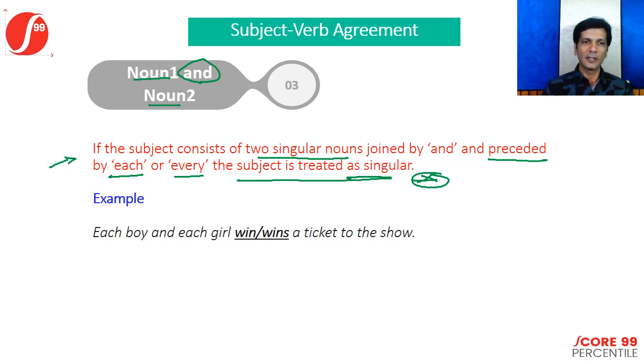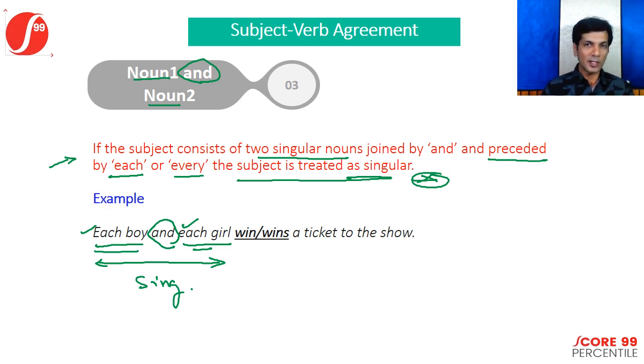For example, you have each boy, each girl. So the boy and girl, they are singular nouns. There are two singular nouns. And these singular nouns are preceded by the distributive pronouns each and each. So though these two are combined with the conjunction and, you still treat this subject as singular. It is not plural. Because this is singular, your verb has to be singular.